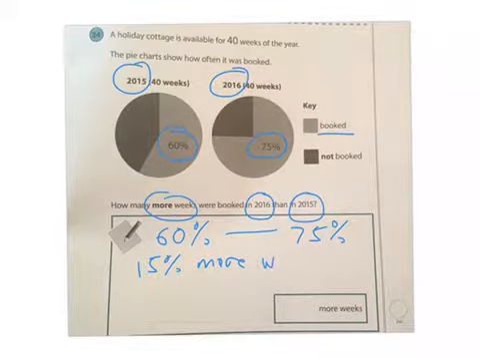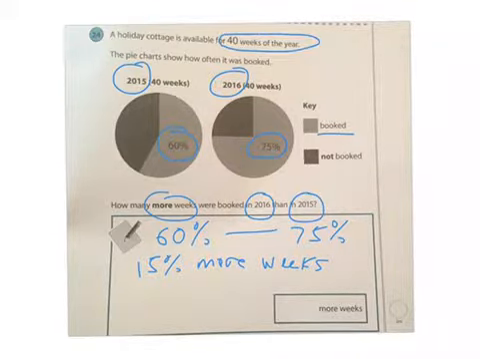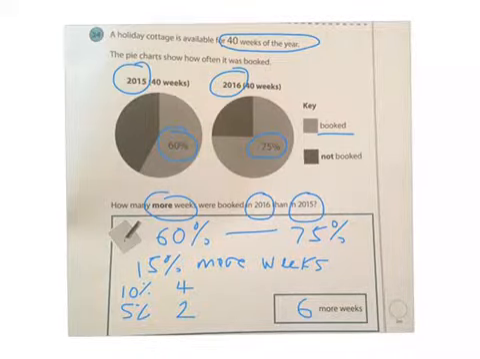15% more what? More weeks. What does that mean? Out of how many weeks? 40 weeks. Right, 15% of 40 weeks. Okay, 10% will be 40 weeks divided by 10. So that's 4. 40 divided by 10 is 4. 5% would be half of that, which is 2. So that will be 6 more weeks.